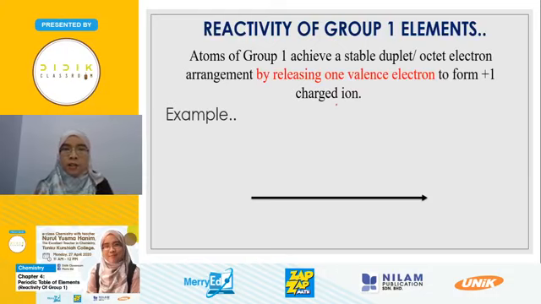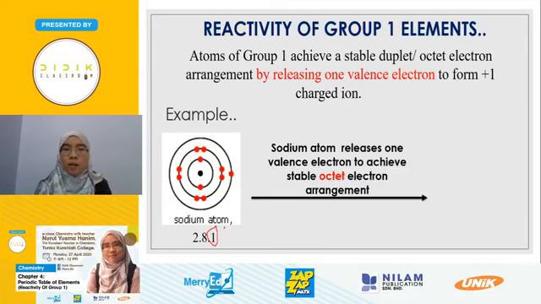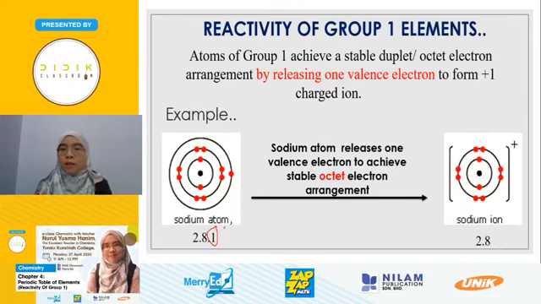Okay, regarding the reactivity of group 1 elements, atoms of group 1 achieve a stable duplet or octet electron arrangement by releasing one valence electron to form positively charged, +1 charged ions. For example, the sodium atom, you can see that the electron arrangement is 2,8,1. So when you got 1 here, it means that in order to achieve a stable octet, the sodium atom needs to release 1 valence electron. And then it will become a sodium ion. So for the sodium ion, the electron arrangement is 2,8, which means that it's stable.